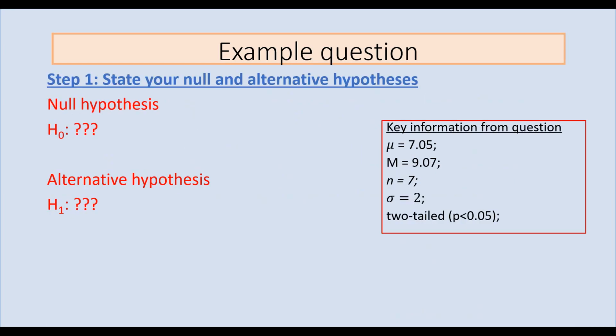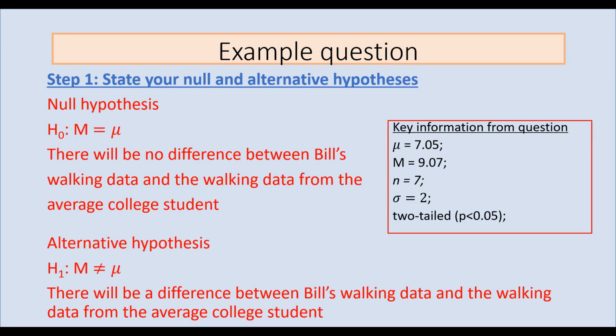So the first step is to state the hypothesis. It's a good step to begin with, at least to wrap your head around the question, and depending on who you're answering the question for or for yourself, you should have a hypothesis to share with others. So the hypothesis here would hypothetically be one of the following. The null hypothesis would be that there would be no difference between Bill's walking data and the walking data from the average college student. We can see within the table that the average college student does walk less than Bill.